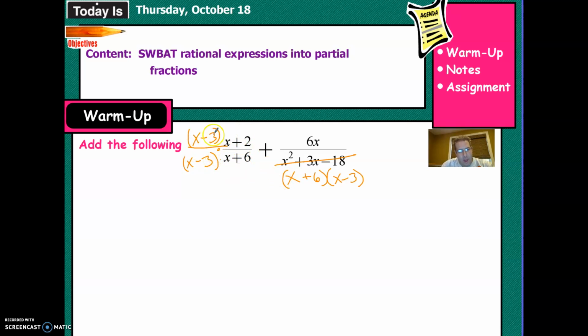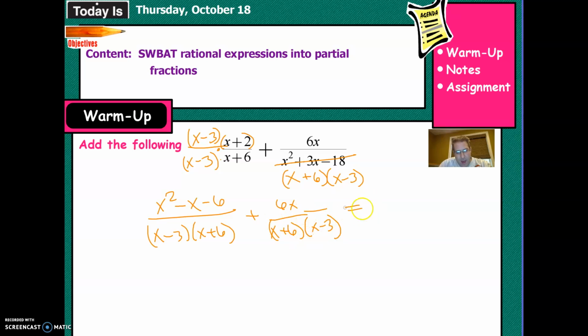Okay, so now I'm going to simplify this. So this becomes x squared, plus 2x minus 3x is minus x, and then negative 3 times 2 is negative 6. So that's what this becomes, over x minus 3 times x plus 6. And then we're going to add that to the 6x over the exact same denominator. Then we can add them. So we're going to add this to this and keep the denominator the same.